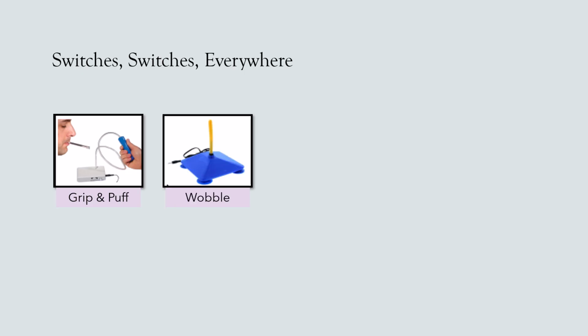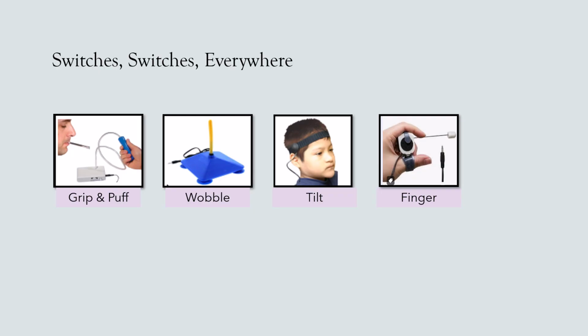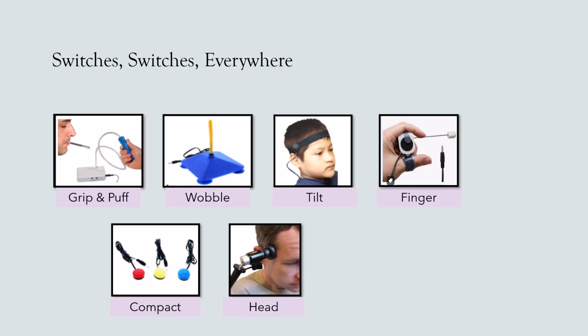A wobble switch can be hit from any direction, making it useful for students without precise movements. The tilt switch has a sensor that detects changes in its orientation or tilt. A little finger switch is useful for students with limited movements. Tiny little compact switches that can be mounted, and again are useful for students with limited movements.